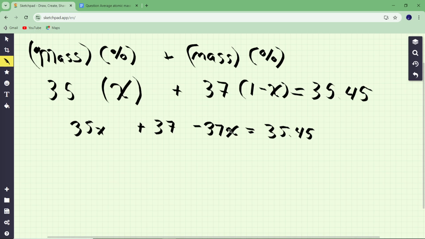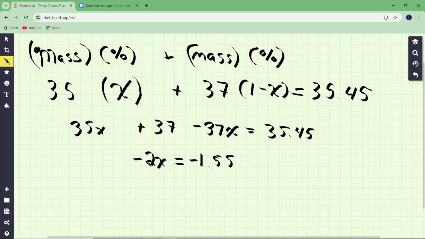Now at this point, we can go ahead and take like terms and combine them. So we're going to take these x's and combine them together. 35x minus 37x equals negative 2x. And then we're going to see that we have 37 over here, and we have 35.45 over here. We're going to subtract that from both sides. So we're going to subtract 37 from here and 37 from here, and we're going to get negative 1.55.